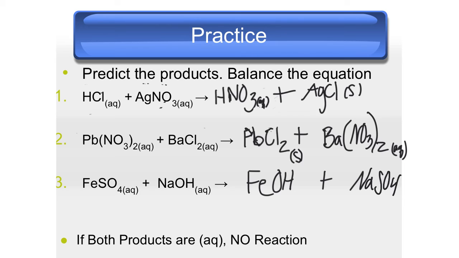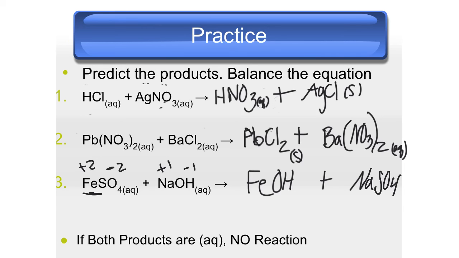Then we need to look at our charges to see whether or not we have to crisscross. Iron can have more than one charge, but it is paired with sulfate and it's a 1-to-1. That means whatever sulfate's charge is, iron's is going to be the same. So if we look up sulfate, we're going to see that sulfate is a -2, which means iron must be a +2. Sodium is a +1 and hydroxide is a -1.